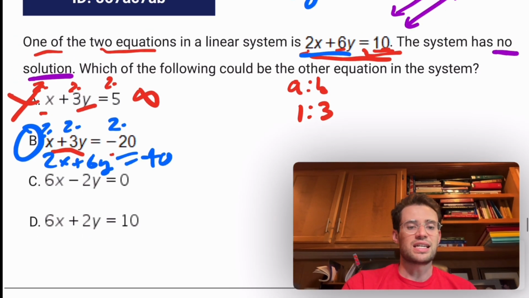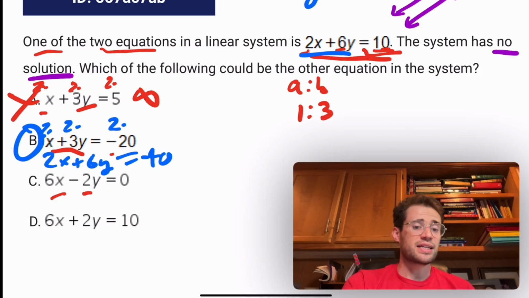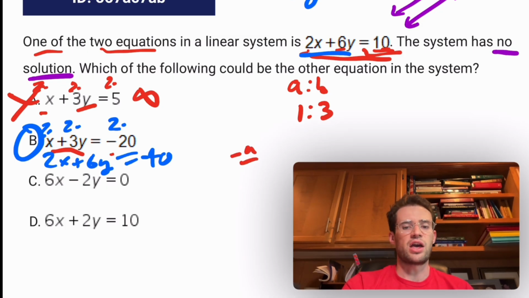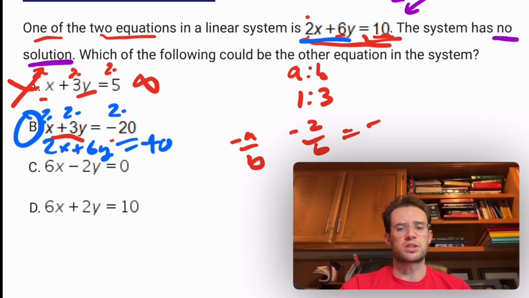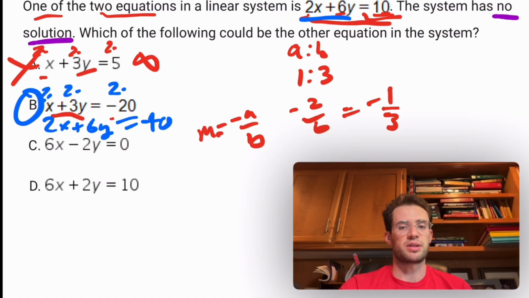I'm going to rule out C and D as well, just to be safe. So here we have 6x minus 2y. That's a 3 to negative 1 ratio. We want a positive 1 to positive 3 ratio. There's nothing you can multiply this left side by to get the same left side over here. So these are going to have two different slopes. You could also think of it this way: the slope of a line in standard form is negative a over b. So for the first one, it's negative 2 over 6, which equals negative 1/3. That's the slope that we want it to be the same as.